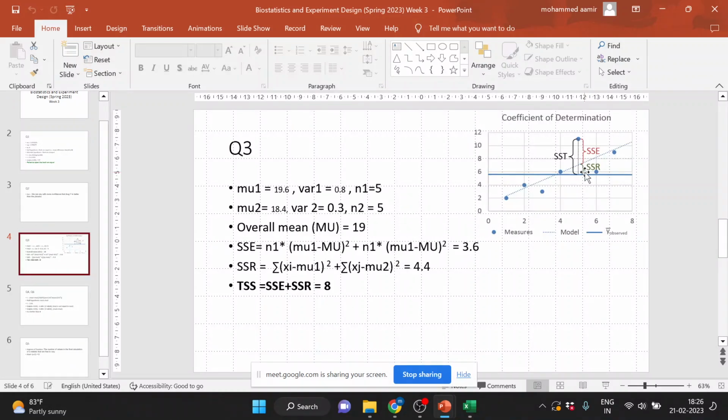For it's this, right? This is the total sum of squares. Sum of squared error is this thing. So if you fit a model, the distance from the model to the data point is the sum of squared error, and the sum of squared residual is this, from the mean to the model.